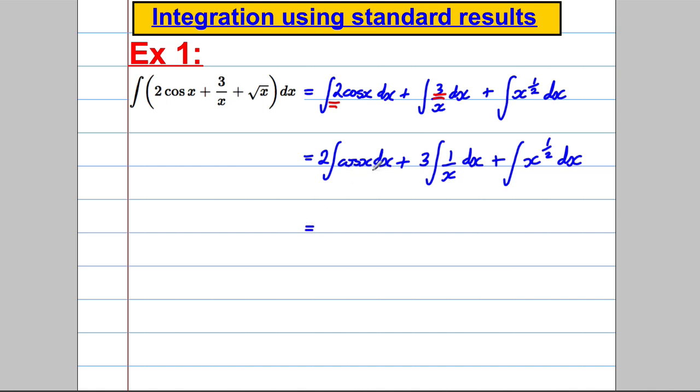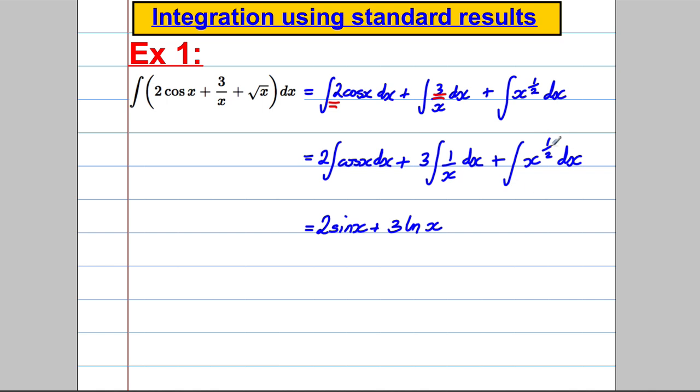Now, integrating cos x. Remember, when you differentiate sine, you get cos, so when you integrate cos, you get sine plus a constant. So this would be 2 sine x plus a constant, but I'm going to write the constant at the end. What about this one? You've got 3, and what about when you integrate 1 over x? Well, when you differentiate logarithm x, you get 1 over x, so when you integrate 1 over x, you get natural logarithm x, so it would be 3 natural logarithm of x.